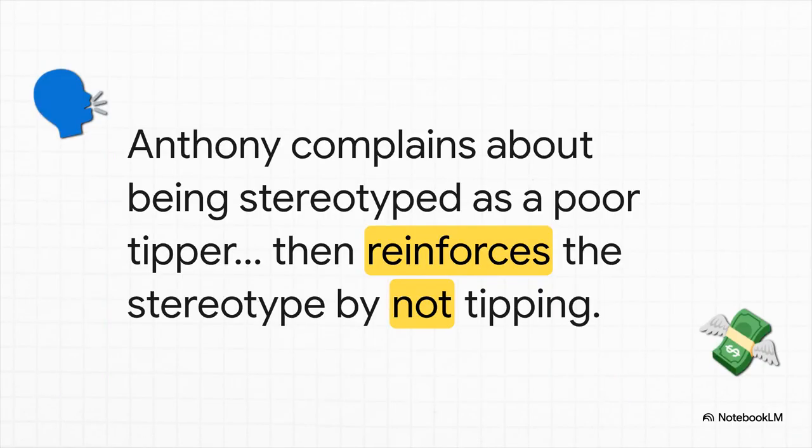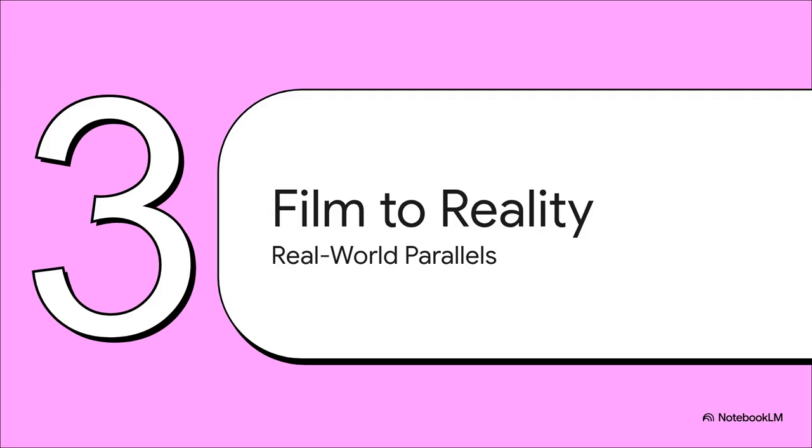So, this is Anthony. He is hyper-aware of all the stereotypes about young Black men. In one scene, he's complaining that his waitress is stereotyping him as a poor tipper. But then, under the weight of that judgment, what does he do? He leaves without tipping. It's this tragic, ironic loop where his reaction to the bias actually ends up confirming the very stereotype he despises.